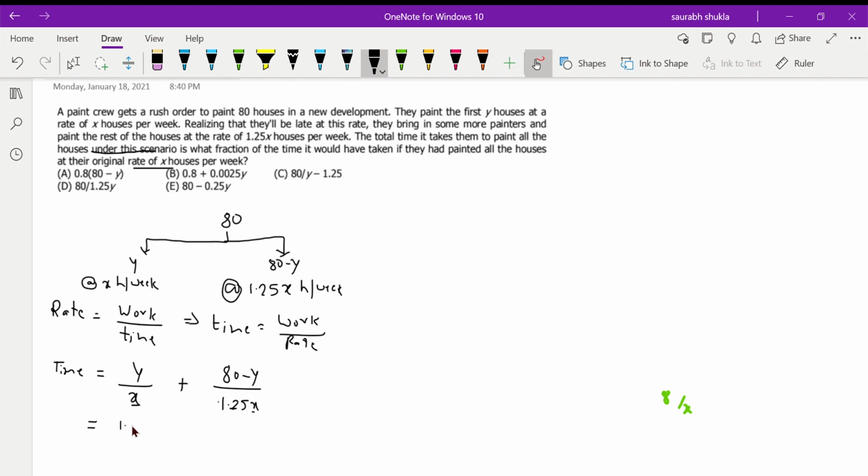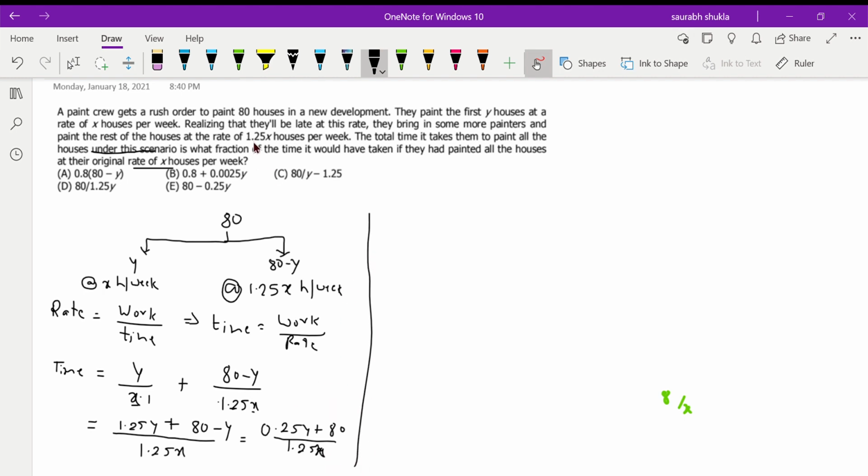So you will have 1.25y plus, now here you have 1, so if you multiply it by 1, it will be the same, 80 minus y, divided by 1.25x. Okay, so if you just simplify, 1.25y minus y is going to be 0.25y plus 80 divided by 1.25x. So now we have the time under this scenario.